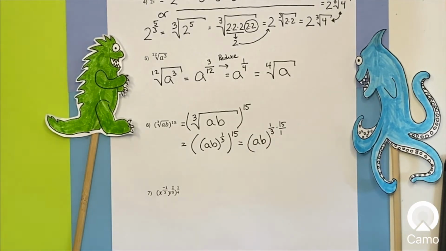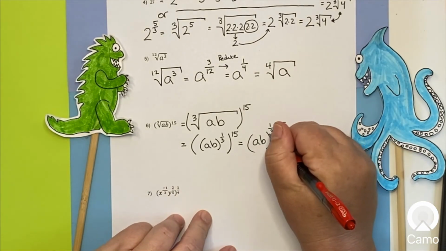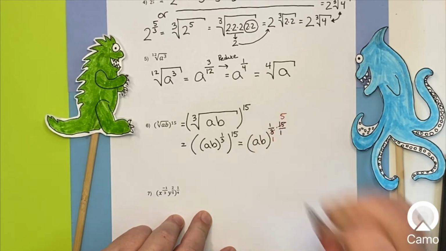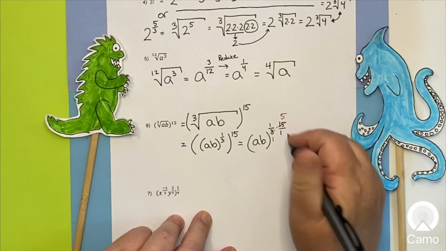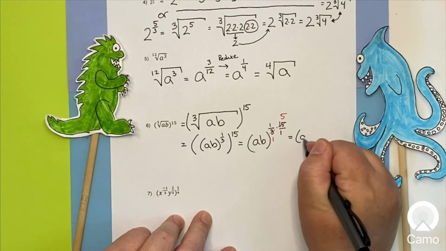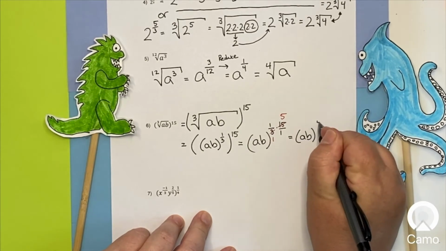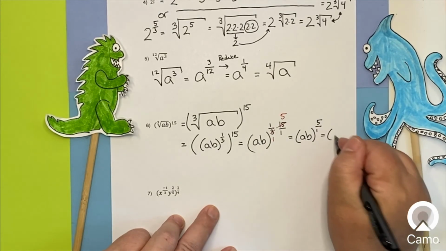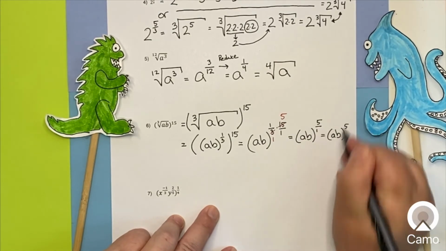And if we multiply that, let me try getting in there. I've got 3 goes into 3 once, it goes into 15 5 times, and then we end up with AB to the 5th over 1. So in other words, it's AB to the 5th.